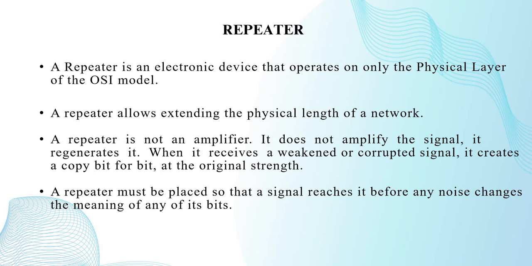First, the repeater. It is a networking device. A repeater is an electronic device that operates only on the physical layer of the OSI model. A repeater allows extending the physical length of a network. A repeater is not an amplifier. It does not amplify the signal. It regenerates it. When it receives a weakened or corrupted signal, it creates a copy, bit for bit, at the original strength. A repeater must be placed so that a signal reaches it before any noise changes the meaning of any of its bits.